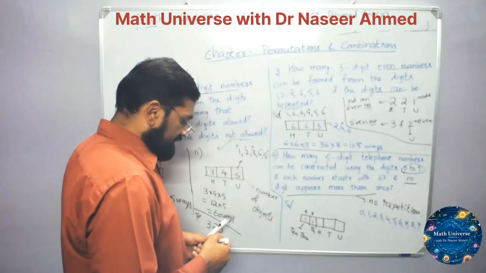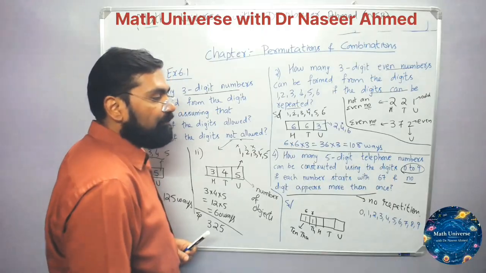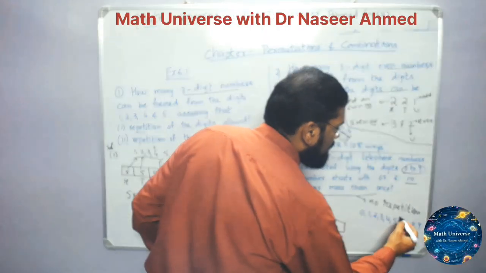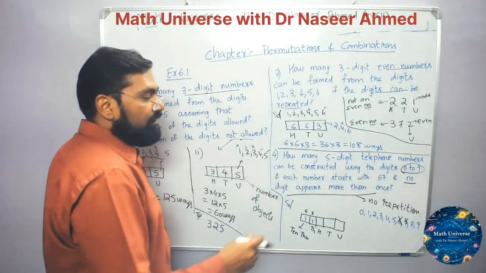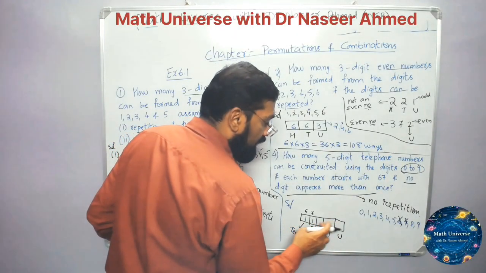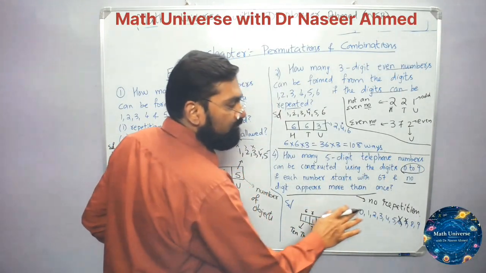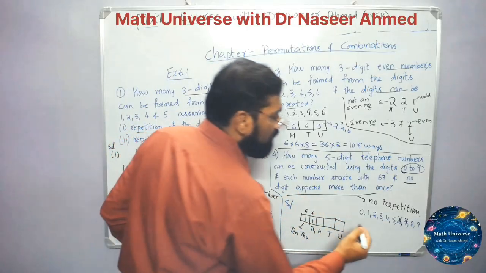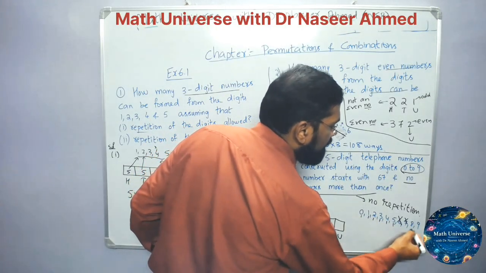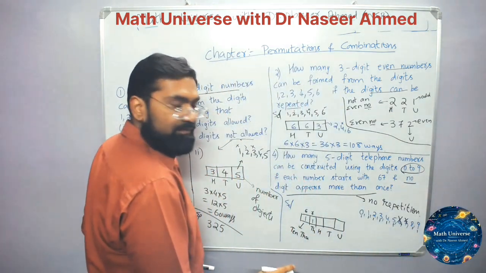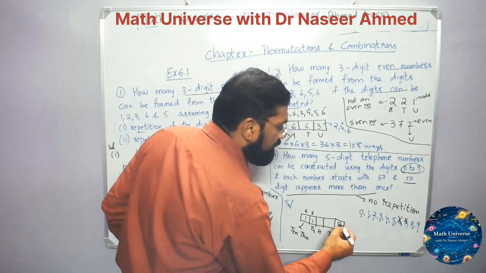Now in this, 6 and 7 is out. Why? Repetition not allowed. So this number is out. This number is out. Now in the hundreds, tens and unit place, I have to fill the remaining without repetition. Now how many digits are there? Count: 1, 2, 3, 4, 5, 6, 7, 8. Correct? So any one of the 8.